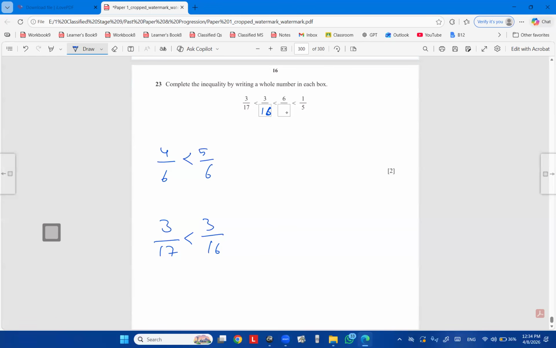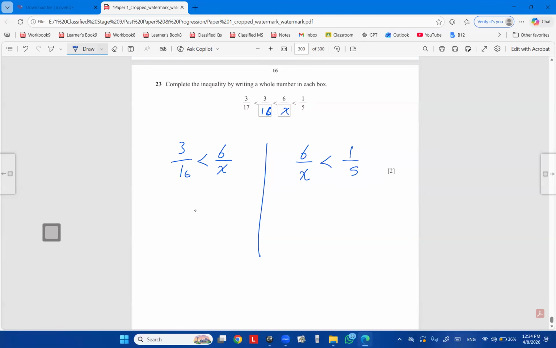Good. How can I find this? Well, let's assume that this is x. So I got 2 solutions. Let me erase what I've done here first. Let's continue. All right. I got here for this x two conditions. I got that 6 over x is greater than 3 over 16, and I also got that 6 over x is less than 1 over 5, right?